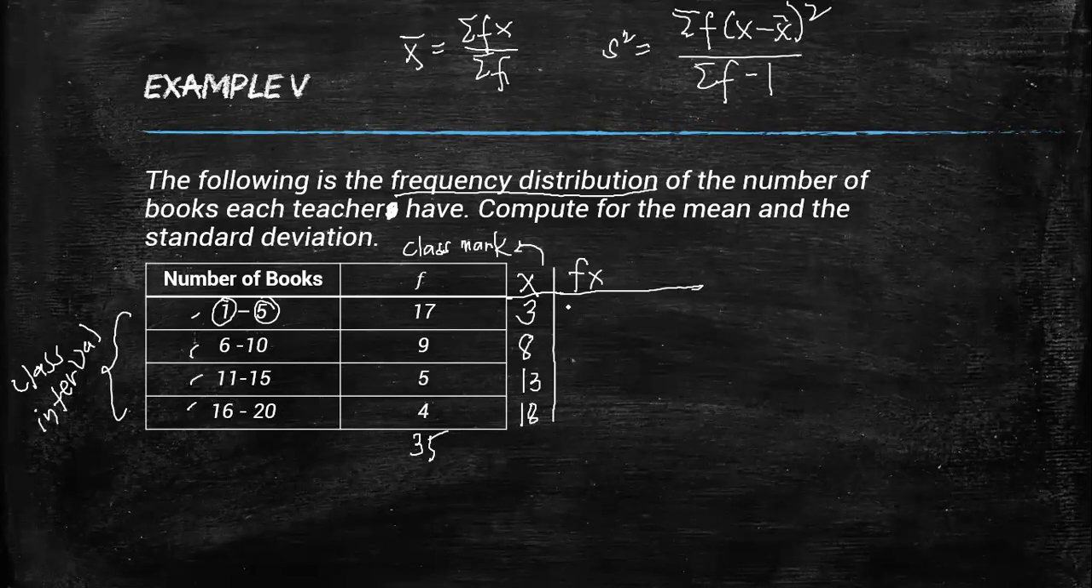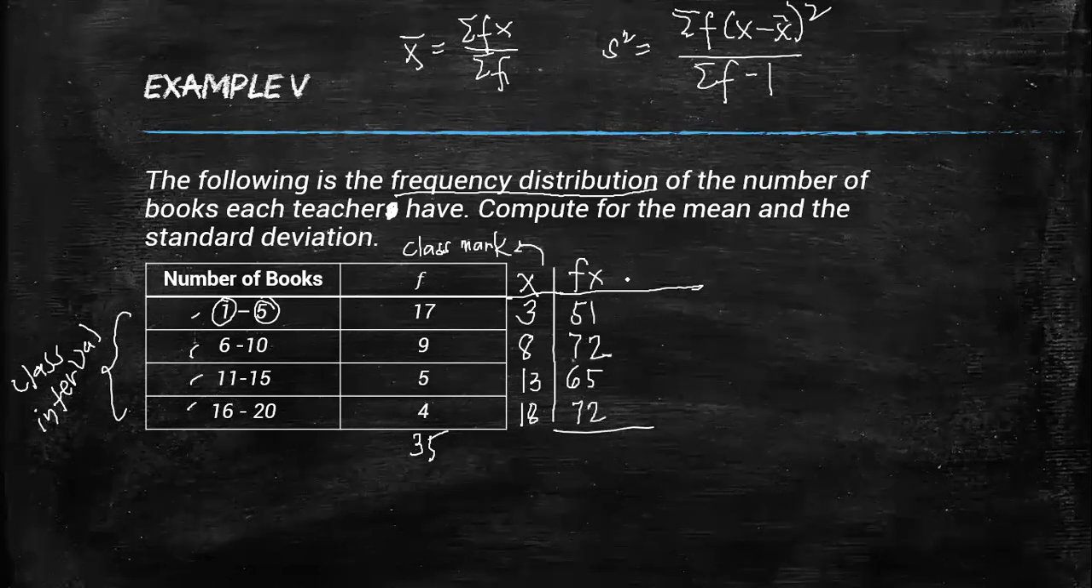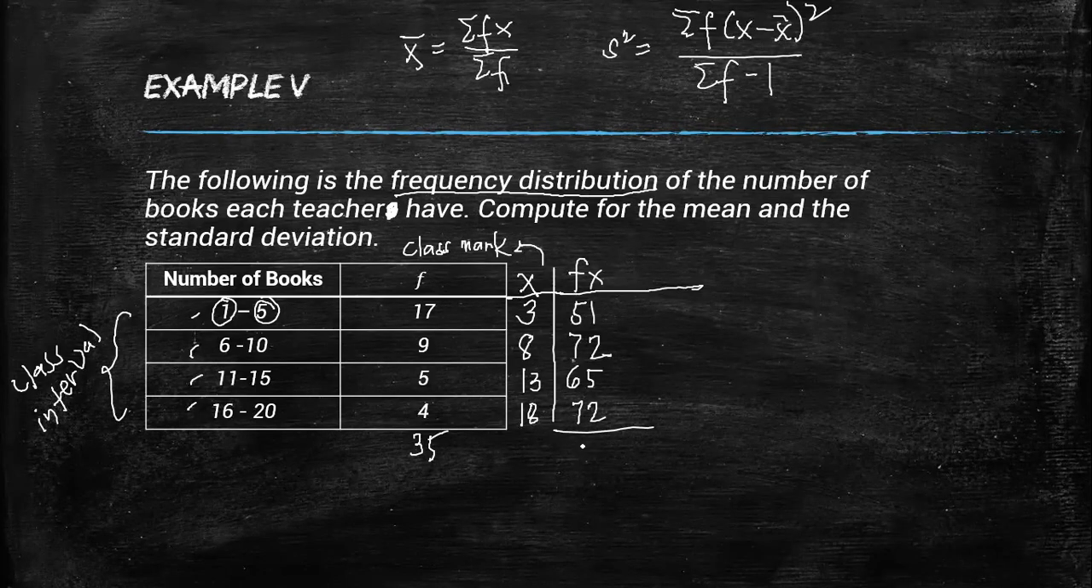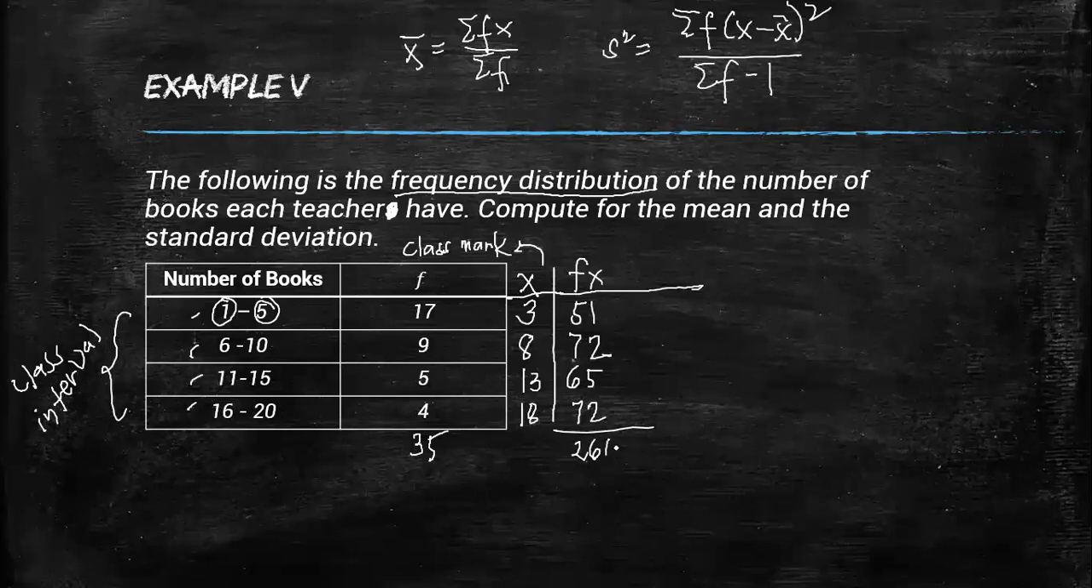So we have 17 times 3. Ayan, 51. Tama? Tama ba? Hindi na ako sure. Okay, 51 and then 72, di ba? And then 65 and then 72 ulit. Tama? O, ayan. And then, ipag-add. 51 plus 72 plus 65 plus 72. Ang answer ay 260.